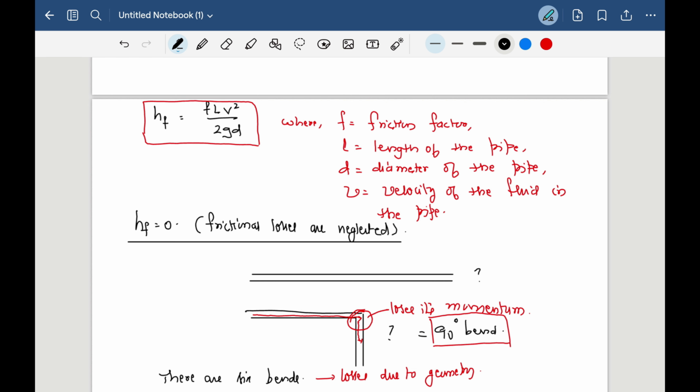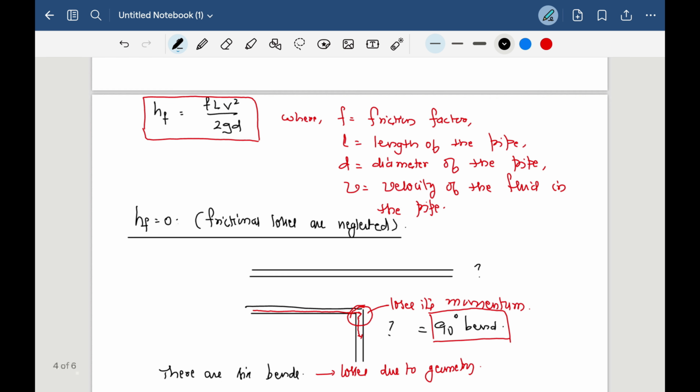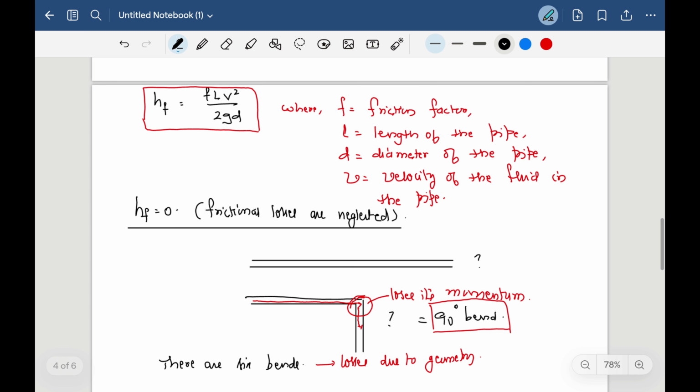No. The effective H is affected by the frictional loss in the pipeline. HF is equal to FLV square by 2GD. That's a very famous equation, where F is the friction factor, L is the length of the pipe, D is the diameter, V is the velocity of the fluid in the pipe. If frictional losses are neglected, then we can say HF is equal to 0.